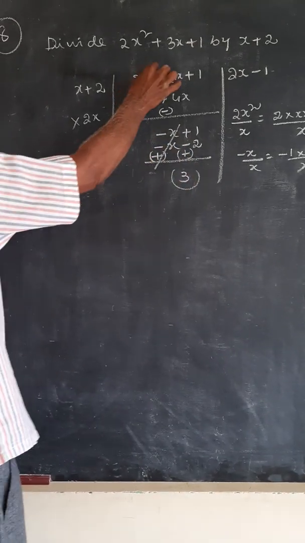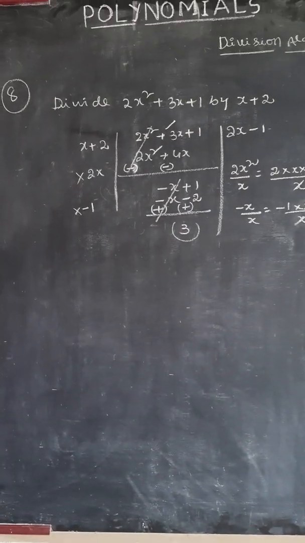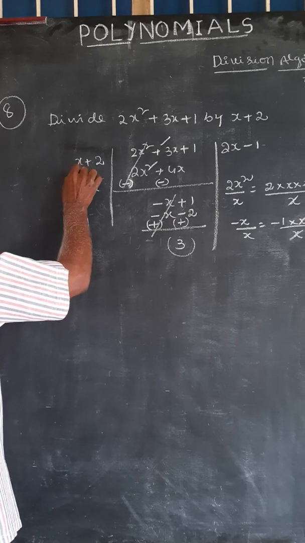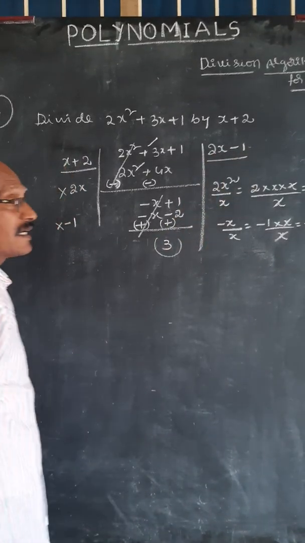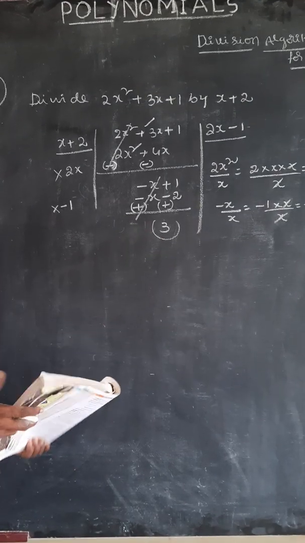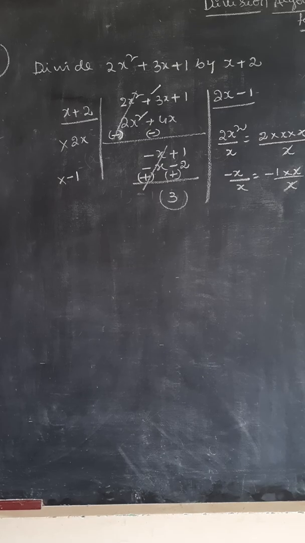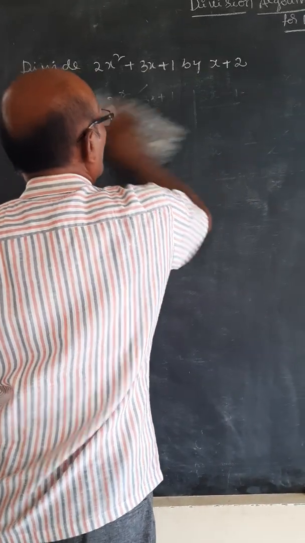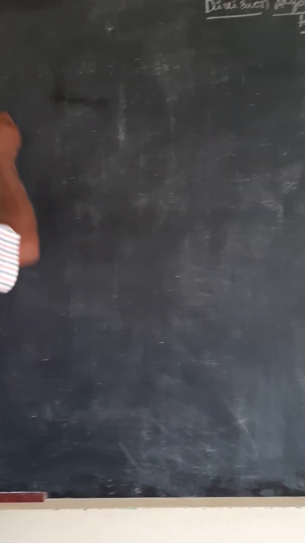So here the polynomial 2x square plus 3x plus 1 is dividend, x plus 2 is called divisor, 2x minus 1 is called quotient and 3 is called remainder. One more problem we will practice. Example number 9.